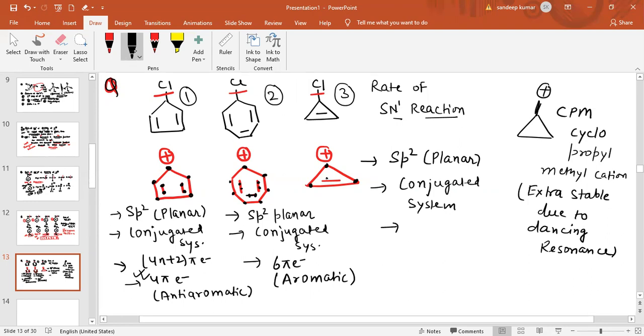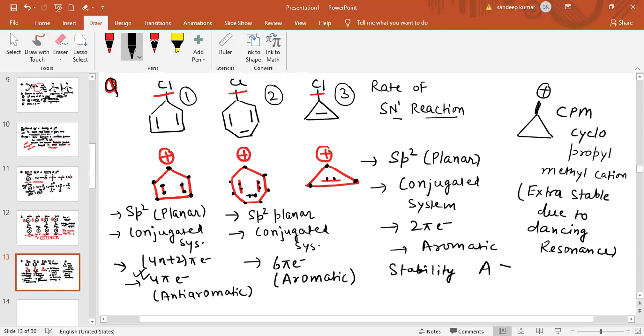Now see the number of electrons in the ring. How many electrons are there? 2 pi electrons. So again, this compound is also aromatic. This compound is also aromatic. And we know the stability.